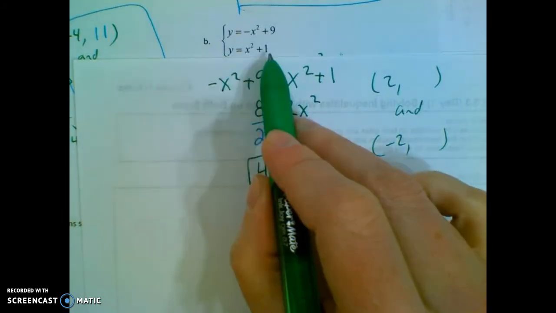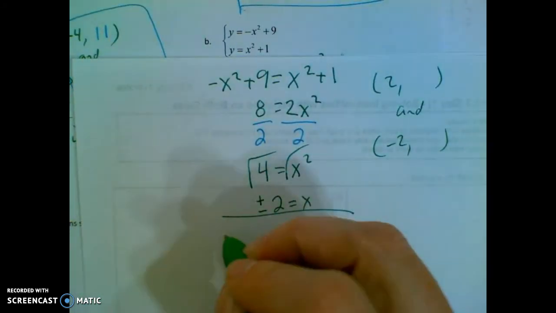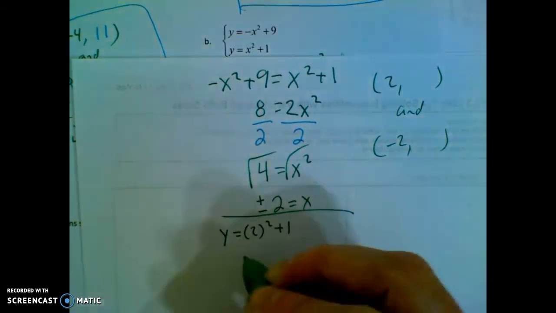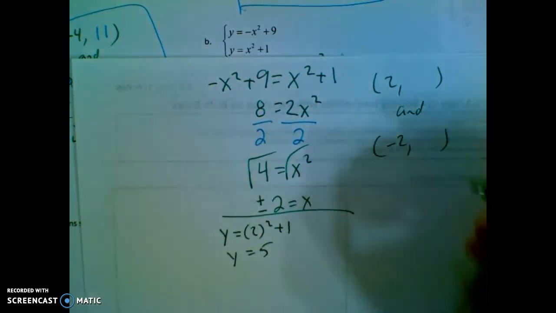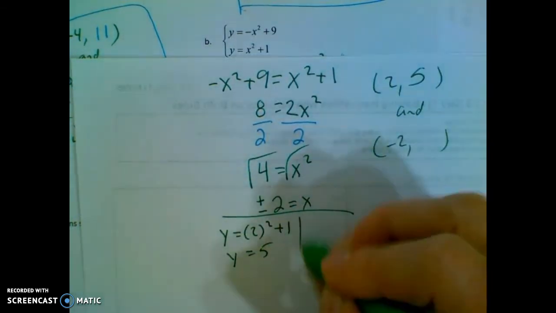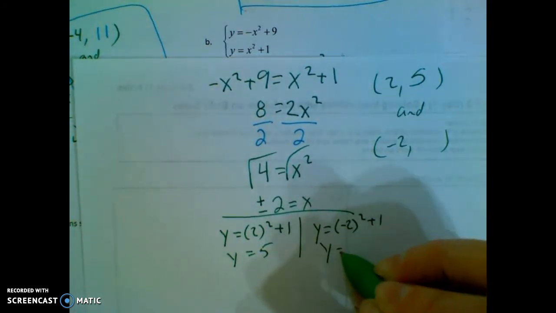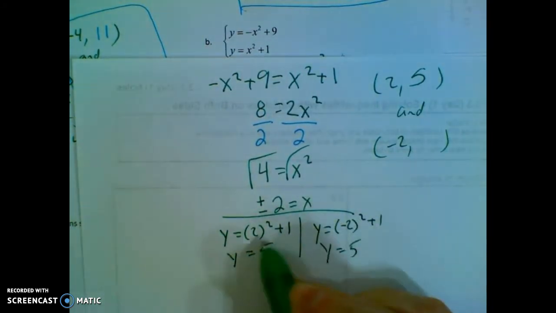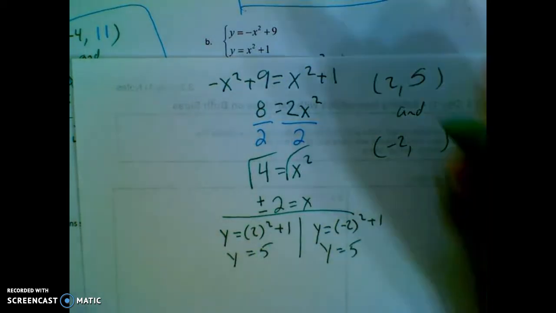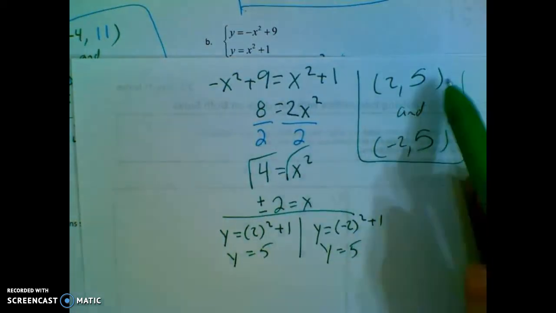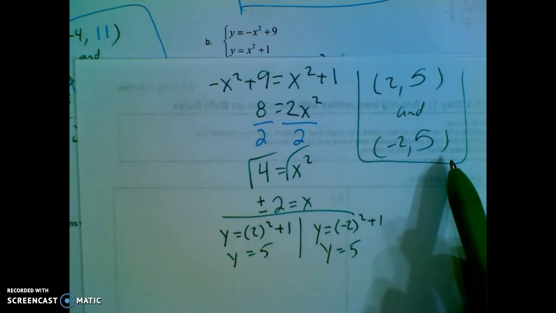I'm just going to plug it into the x squared plus 1. So I'm going to do y equals 2 squared plus 1. So y equals 5. And I'm going to do y equals negative 2 squared plus 1, which is going to give you the exact same answer, because negative 2 squared and positive 2 squared are both 4, plus 1 is also 5. So that one is 2, 5, and negative 2, 5.